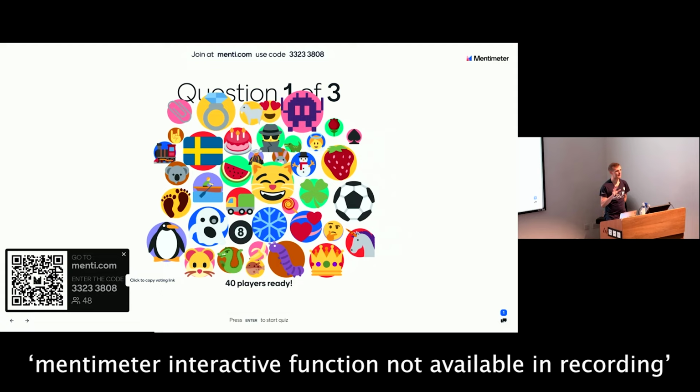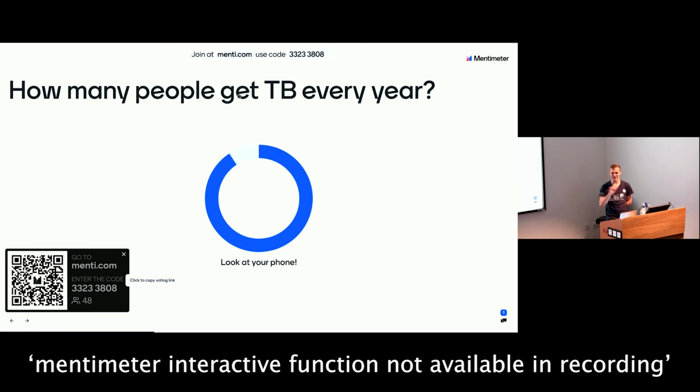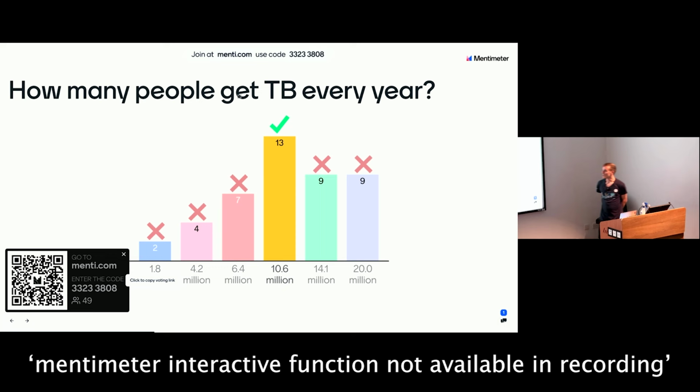So, how many people around the world do you think get TB every year? Oh, sorry, 1 second. There we go. Right, there should be answers on your screen, and you can click the answer that you think is correct. So those of you that said 10.6 million are correct. There's a lot of people who still get TB now.